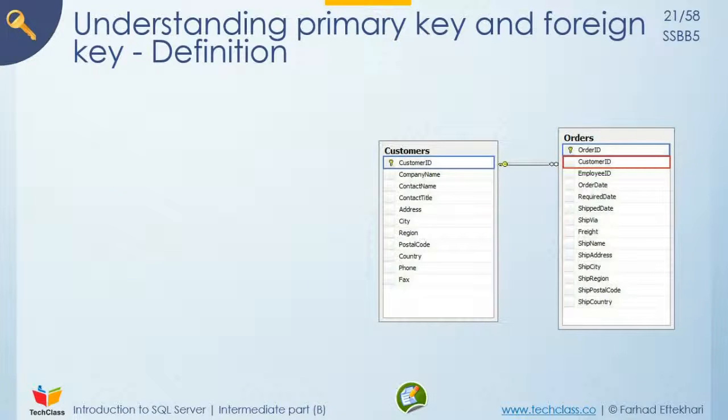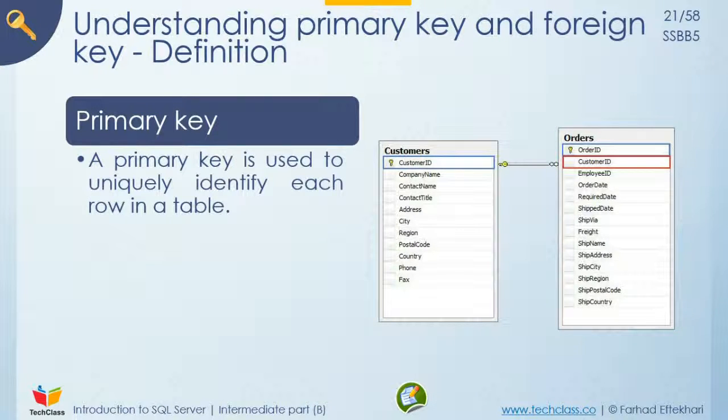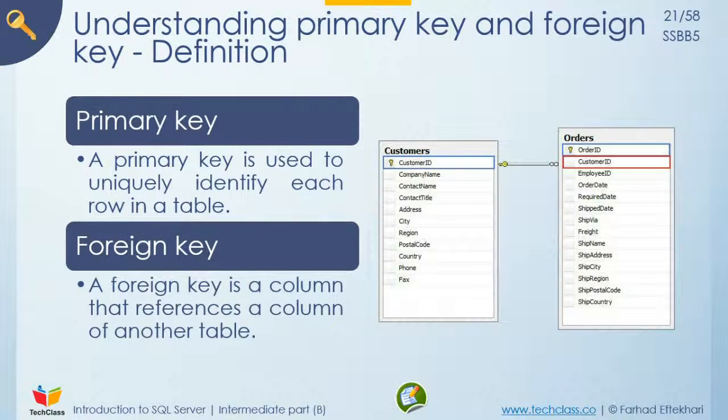And now let's get introduced to the concept of primary key and foreign key. By definition, a primary key is used to uniquely identify each row in a table. And a foreign key is a column that references a column of another table.